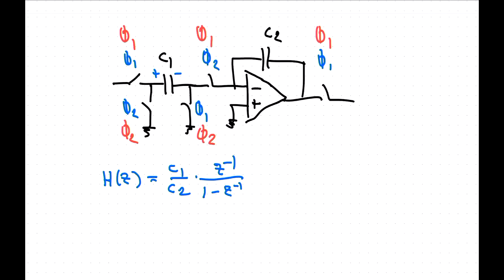But if we look at it at the output of clock phase 1, we don't get a delay through this. If you change the voltage here during the red clock phase 1, you will see the voltage change immediately at the output, which means that we don't get this z^-1 now. So we have H(z) equal to minus C1 on C2 times 1 divided by 1 minus z^-1.